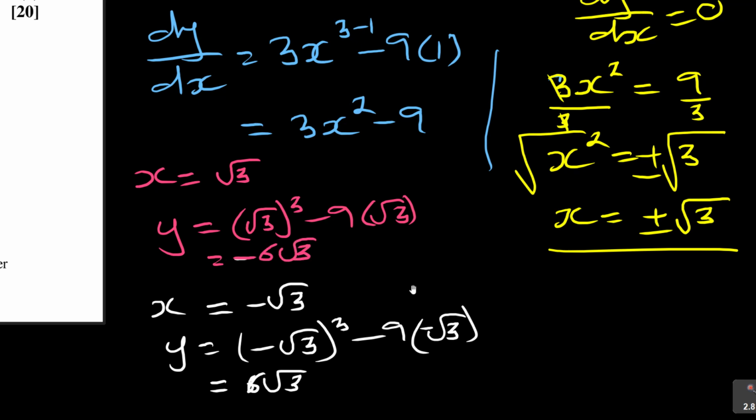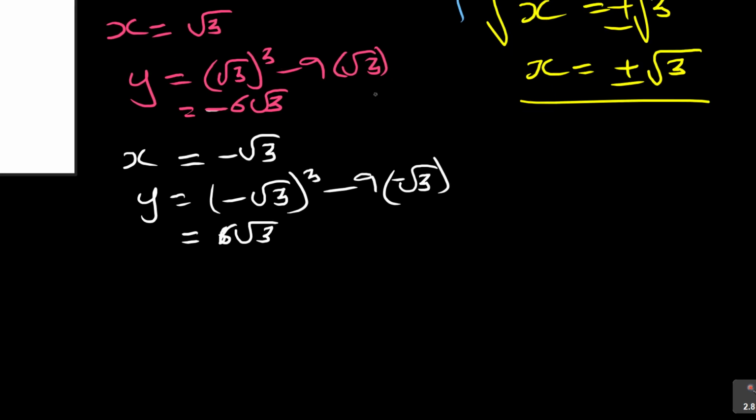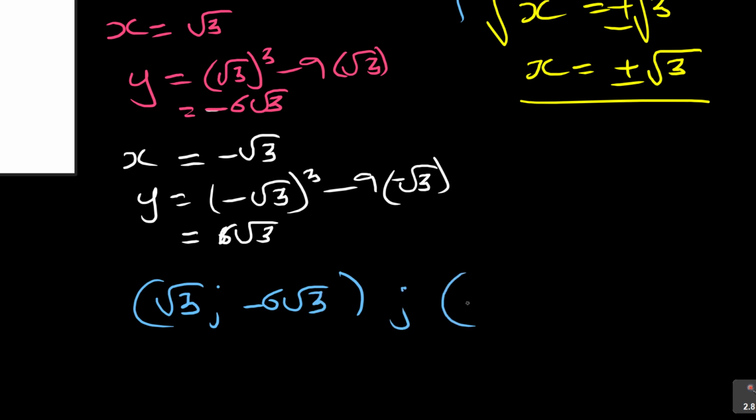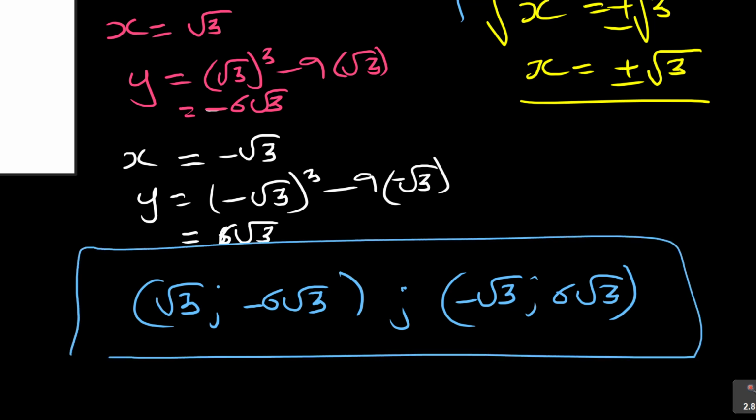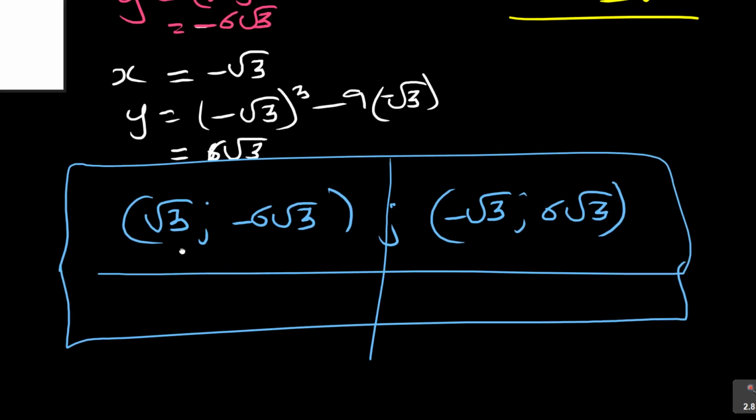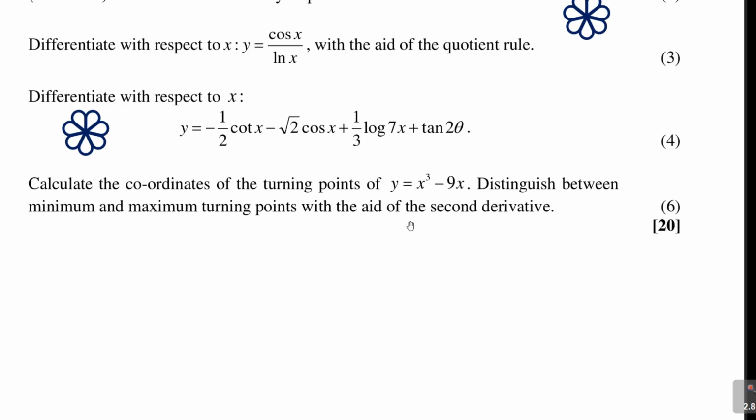Now you can put these in coordinate form. How do you put them in coordinate form? Here in coordinate form, I've got x is positive root 3, y is negative 6 root 3. And then the other turning point, x is negative root 3, y is positive 6 root 3. These are the turning points that I have. These are my TPs. From here, they are saying I must identify which of these is the maximum and the minimum turning point, the local minima and maximum.